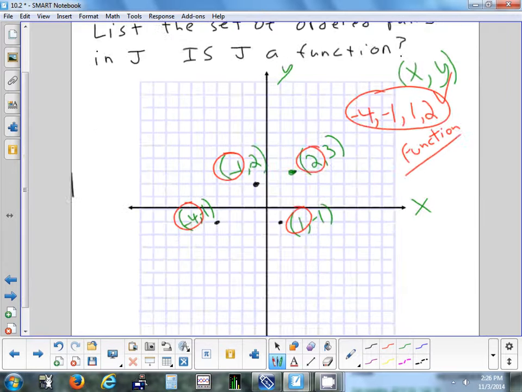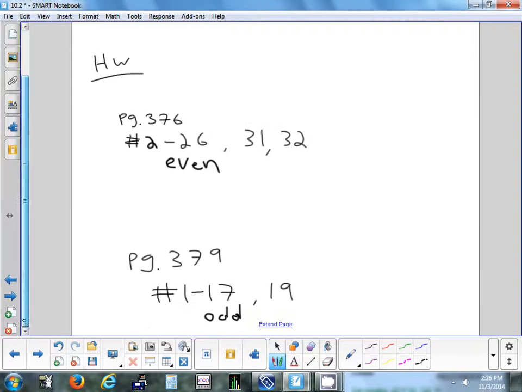So I'm going to put up your homework for tonight. The first part is on graphing coordinates. The second part is on functions. So it's page 376, 2 to 26, just the evens. Make sure you get that written in your agenda, okay? 31 and 32. And then on page 379, it's 1 to 17 odd, and 19.